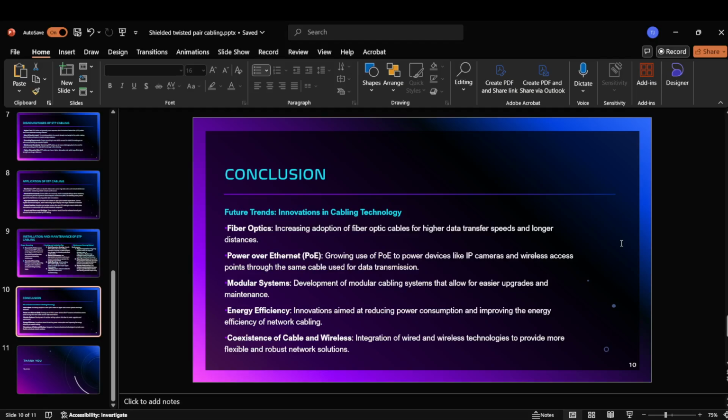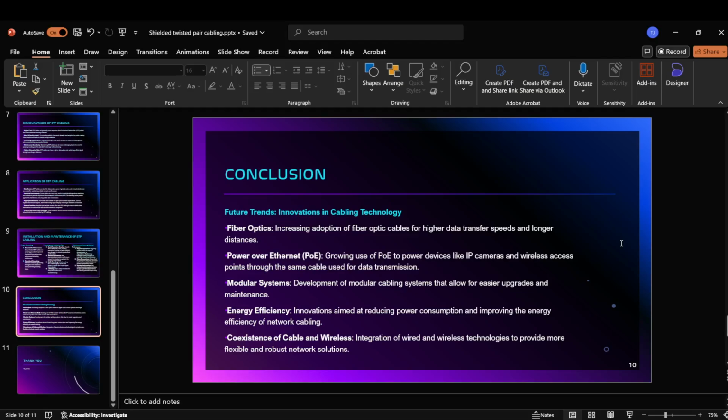Now, the conclusion. In conclusion, the future trends and innovations in cabling technology. First, fiber optics: increased adoption of fiber optic cables for higher data transfer speeds and longer distances. Power over Ethernet (PoE): growing use of PoE to power devices like IP cameras and wireless access points through the same cable used for data transmission.